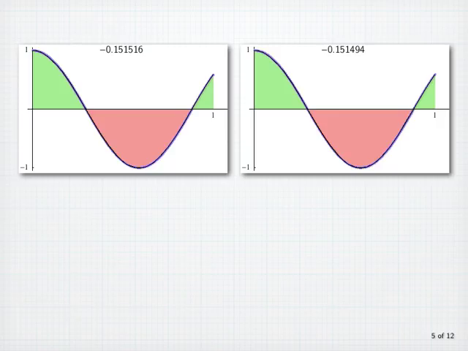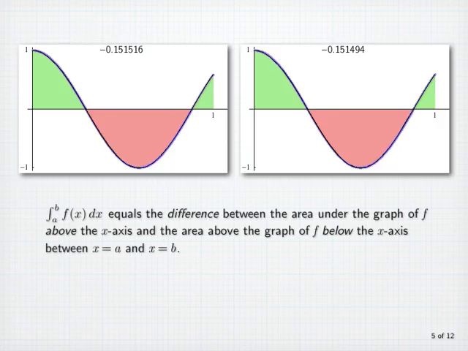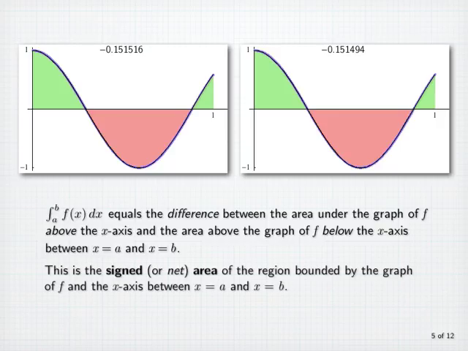In general, the integral from a to b of f(x) dx equals the difference between the area under the graph of f above the x-axis and the area above the graph of f below the x-axis between x equals a and x equals b. This is the signed or net area of the region bounded by the graph of f and the x-axis between x equals a and x equals b. So in general, the integral gives us a signed area.